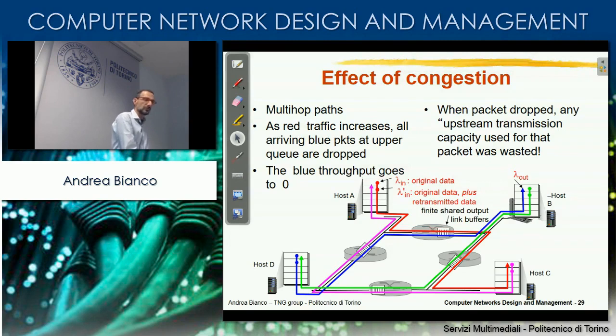So that's the real negative effect of congestion. When you have a packet drop, not only is the throughput reduced, you have to retransmit, you have an increase in traffic, all of these things are correct, but furthermore, whenever you drop a packet, any upstream transmission capacity used for that packet has been wasted. So it's lost. Nobody else has used it. Maybe the violet flow could have used it, but you don't know. You didn't know that at that time, so how can you do that? That's the real problem of congestion. That's why congestion is so bad in a network. Is it clear?